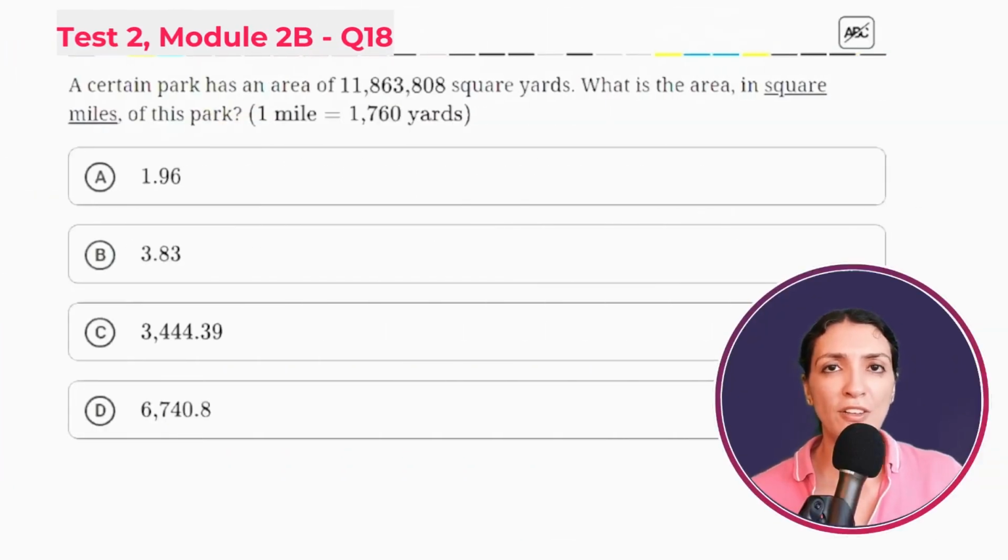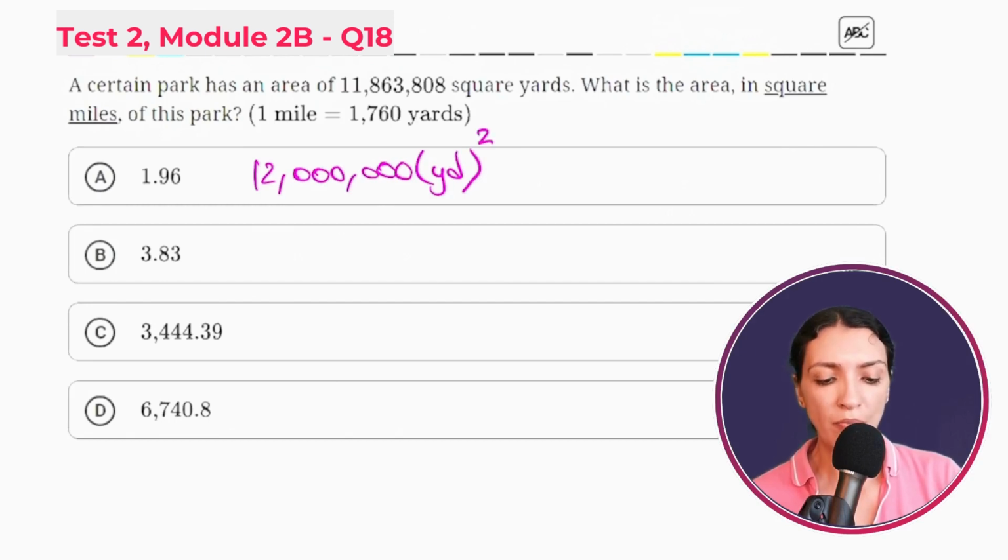This question involves unit conversion. We're given an area in square yards, and we're asked to find it in square miles. Please forgive me, but the square yards, I will see that as 12 million square yards. And square yards is yards to the power 2. Now, in order to convert this to miles, you want to think, since you want to cross out the yards on top, you want to multiply this by a conversion factor such that yards is at the bottom, so they get canceled out, and miles is on top.